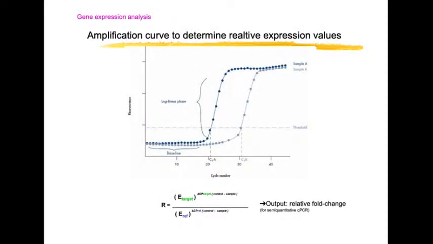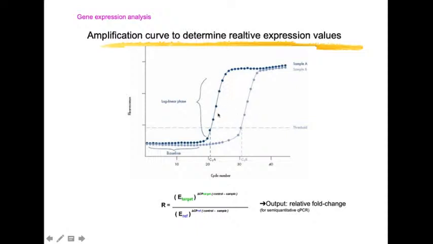Then further the amplification curve. This is how you calculate the output, which is called relative fold change. This is how you can check the amplification curve to determine the relative expression values. So on the left side is the fluorescence, on the bottom is the cycle number. Initially, you can see there is a sample A and a sample B, right? In sample A, you have the CT value, this is where your threshold is. Like this one is CTA, and this is the CTB, the threshold value.